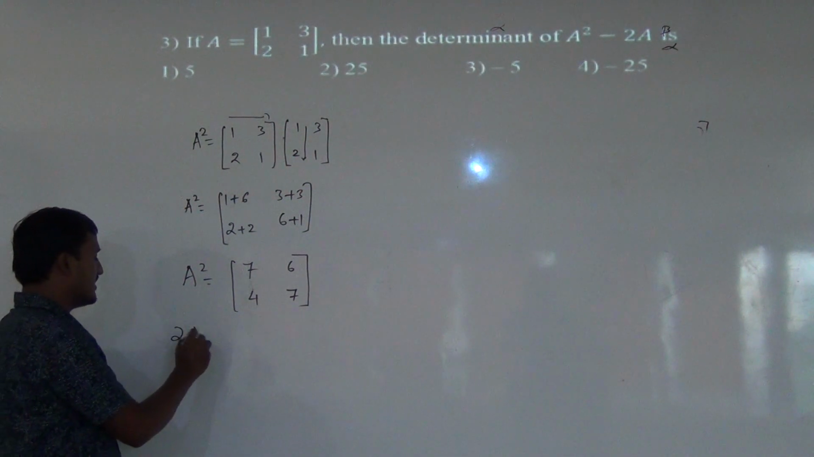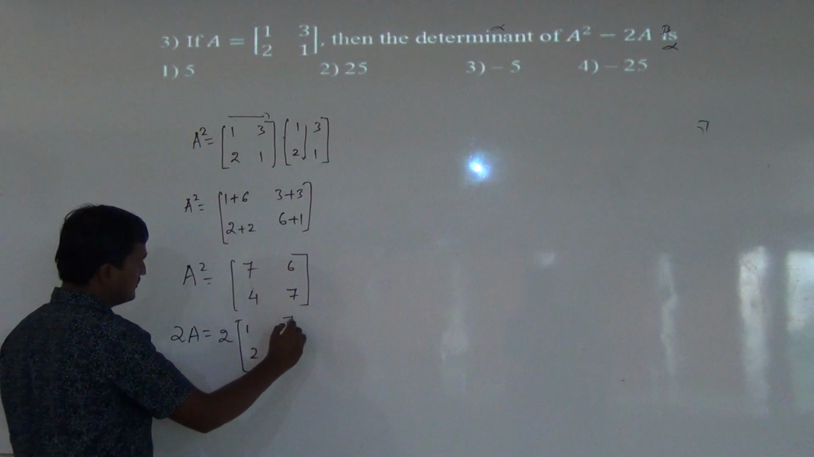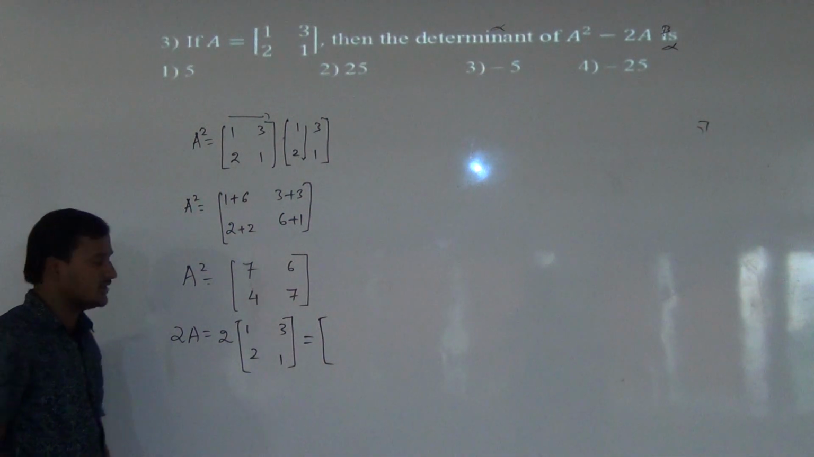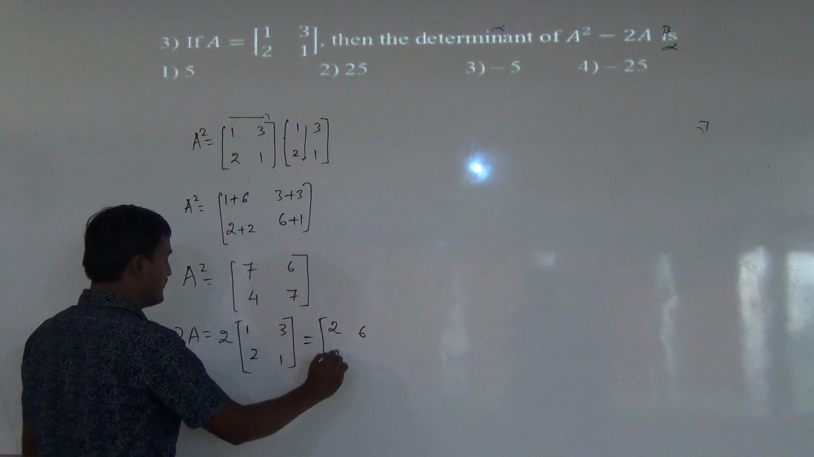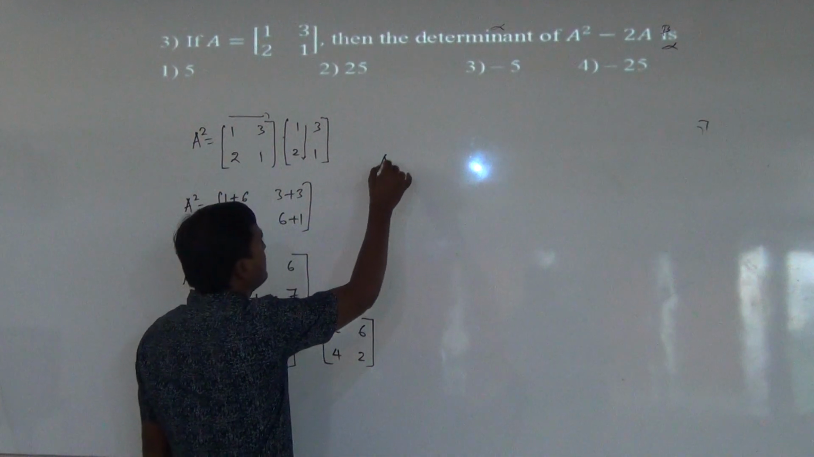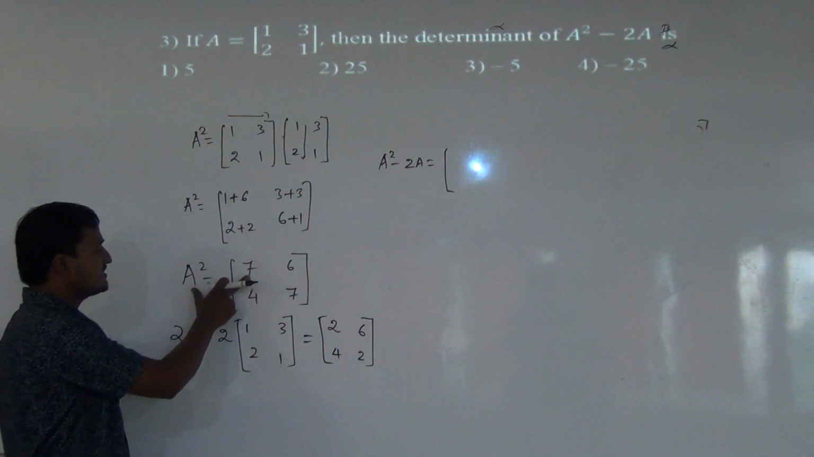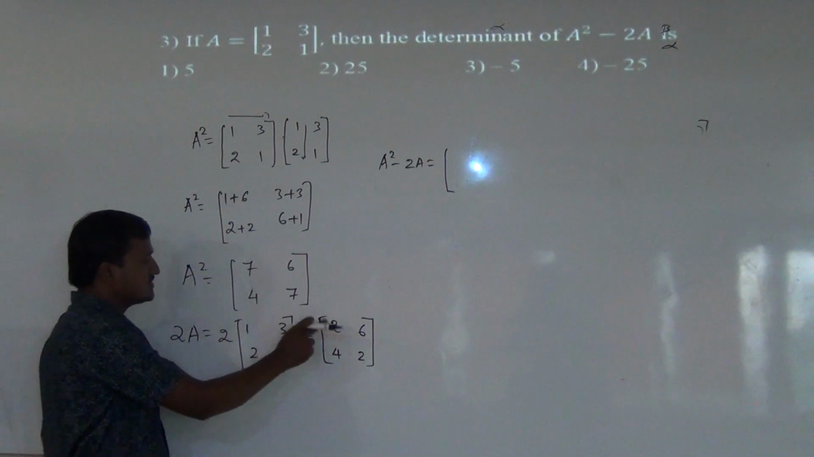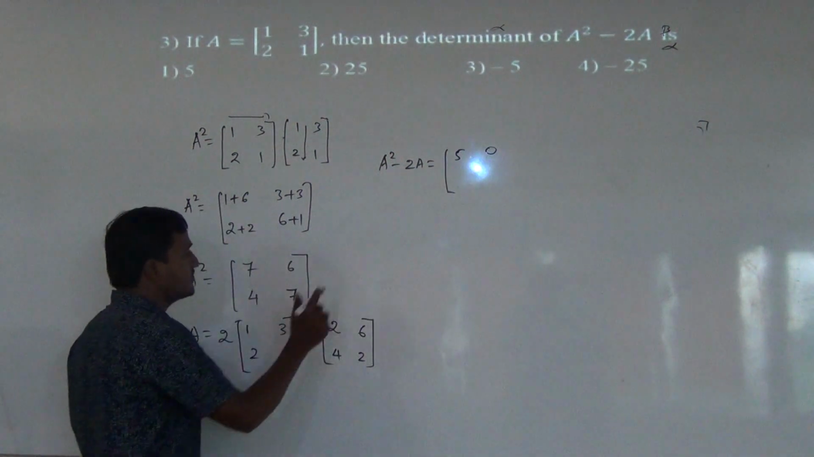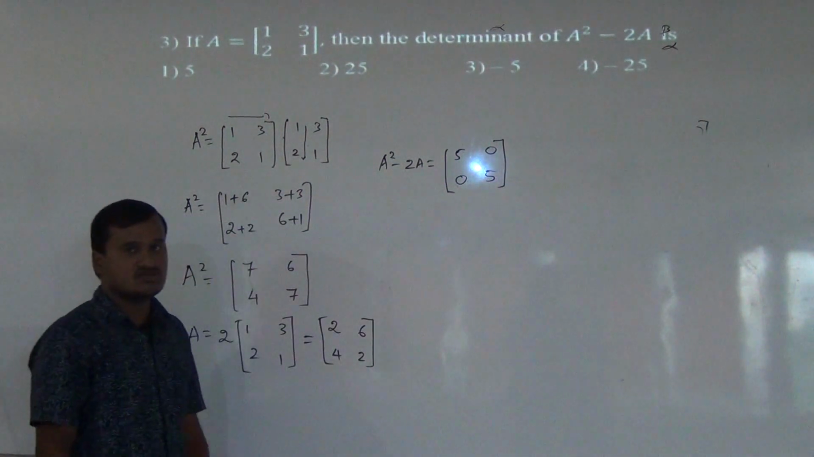Next I should find the 2A matrix. Multiply each element of matrix A by 2. So this is matrix A. Multiply each element of this matrix by 2. So here it is [2, 6; 4, 2]. So this is the value of the 2A matrix. Now take the value A square minus 2A. So A square minus 2A means directly I will write A square and here 2A. 7 minus 2, 5, right? 6 minus 6, 0. Here it is 4 minus 4, 0. 7 minus 2, 5. So this is the value of A square minus 2A.